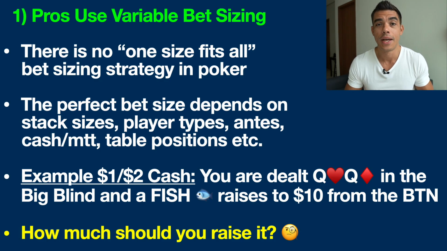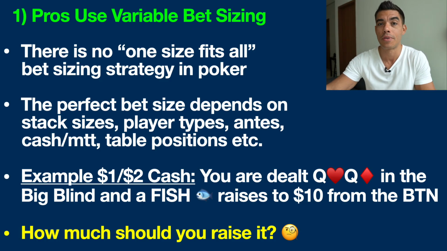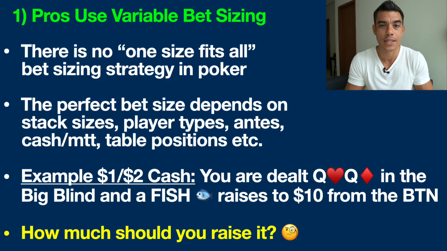Guys, you need to understand that every situation in poker is dependent on, for example, the stack sizes, the player types. Does the game have antes or not? This completely changes the math. Pre-flop, if there are antes in the game, the pot is going to be 50% more than in a normal poker game, so it completely changes the math. You can't use the same bet sizing in both of these games, or it would be completely suboptimal. Cash games and tournaments, aka MTTs, also require different bet sizing strategies, table positions, and on and on. I'm going to give you a simple example in today's video. Let's talk about it right now.